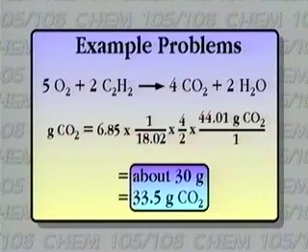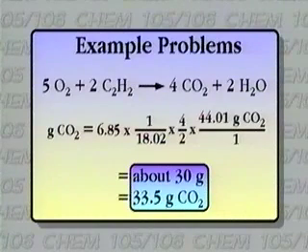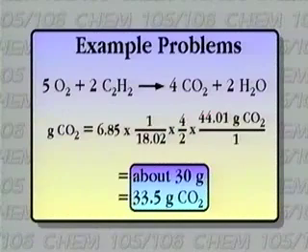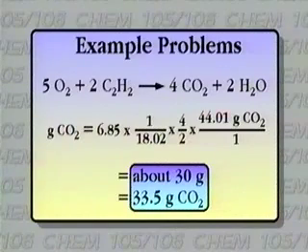Again, we'll calculate it quickly. 6.85 divided by 18.02 multiplied by 2 and multiplied by 44.01, and we get an answer of 33.5 grams of carbon dioxide for our answer. Any question on that particular type of calculation?